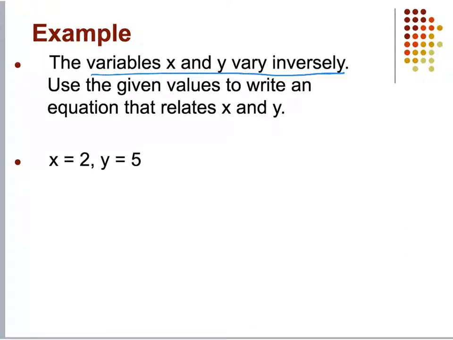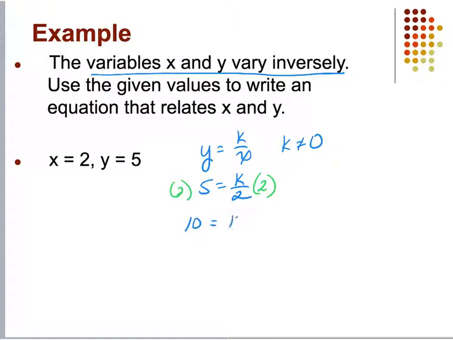In this example, the variables x and y vary inversely. We can use this information to find our equation. Y equals k over x, where k is unequal to 0, is our equation. Our y is 5. Solve for the unknown. And so our equation is y equals 10 over x. You will also see this as xy equals 10.